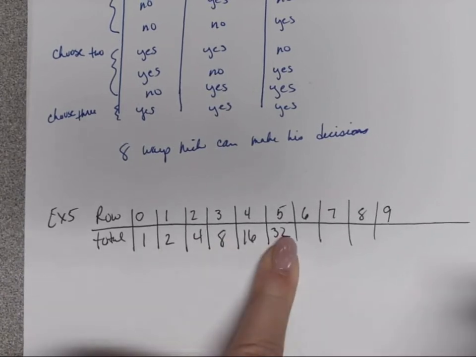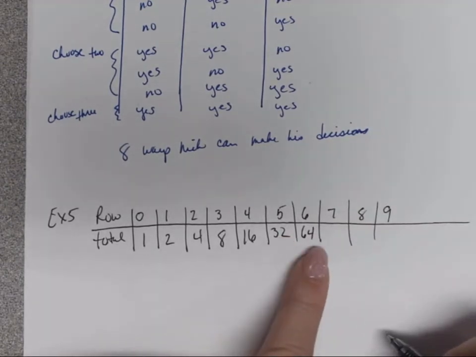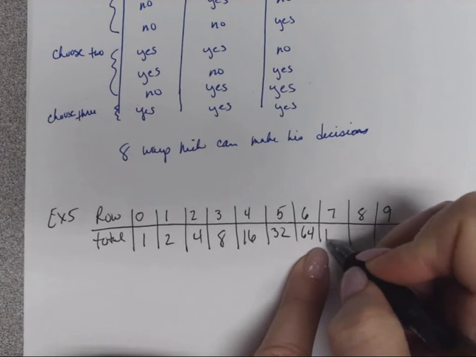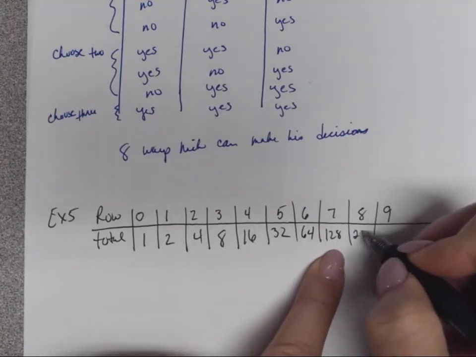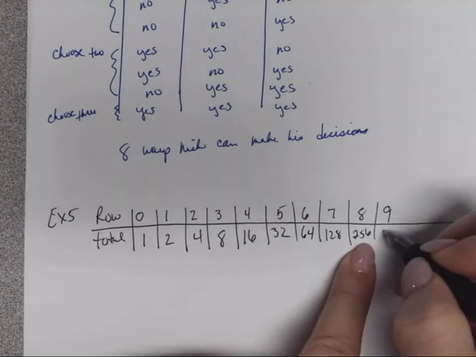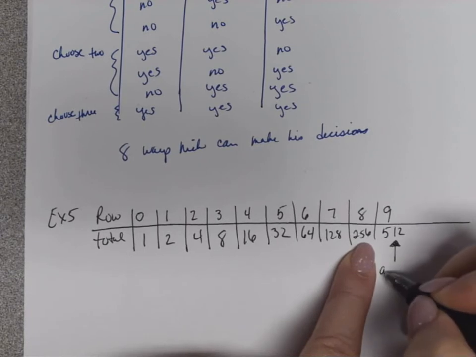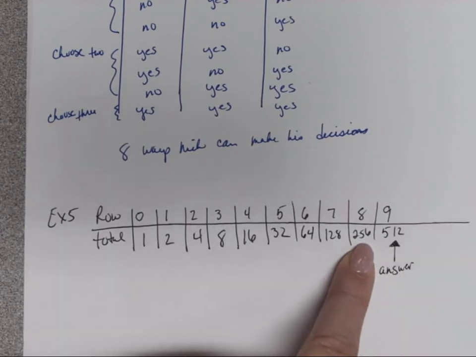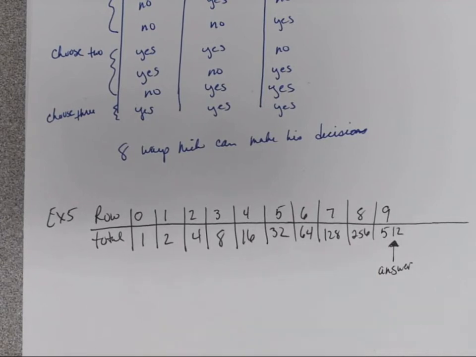So 32 times 2 would be 64. 64 times 2 would be 128. 128 times 2 would be 256. And 256 times 2 would be 512. So this would be our answer. The total, or the sum, of our 9th row of all our digits would be 512.